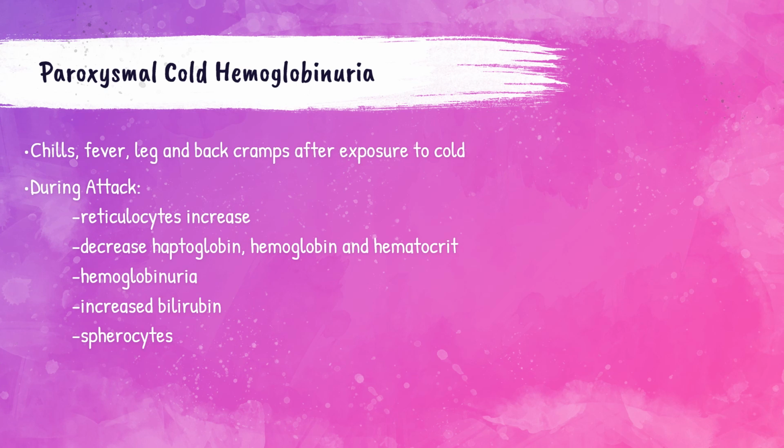Hemoglobin is going to be released from the red cells that are prematurely lysing, so there's going to be an increased free hemoglobin in the bloodstream, and haptoglobin is going to bind to this hemoglobin and form a complex. So haptoglobin levels are going to be decreased because they're all bound to this free hemoglobin, or formerly free hemoglobin. Hemoglobin is broken down into bilirubin, so we will see increased bilirubin levels in the blood. Spherocytes may also be present.